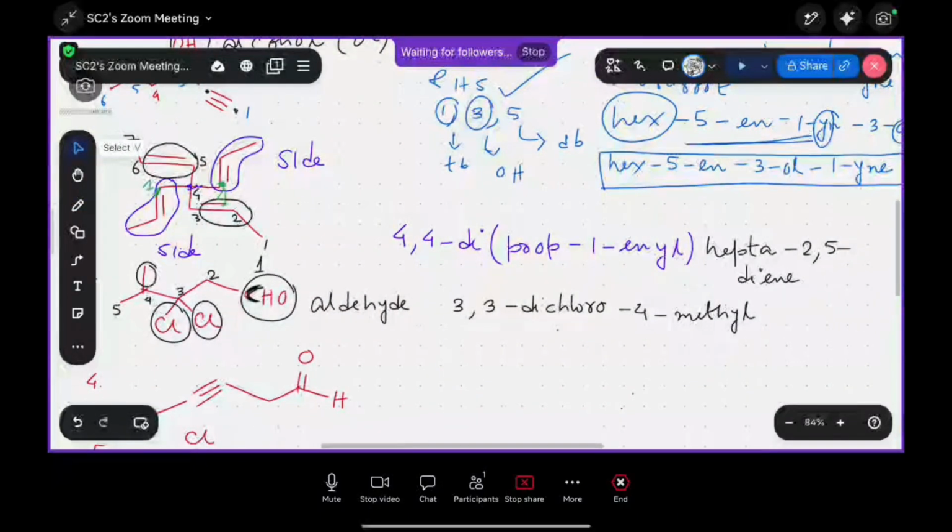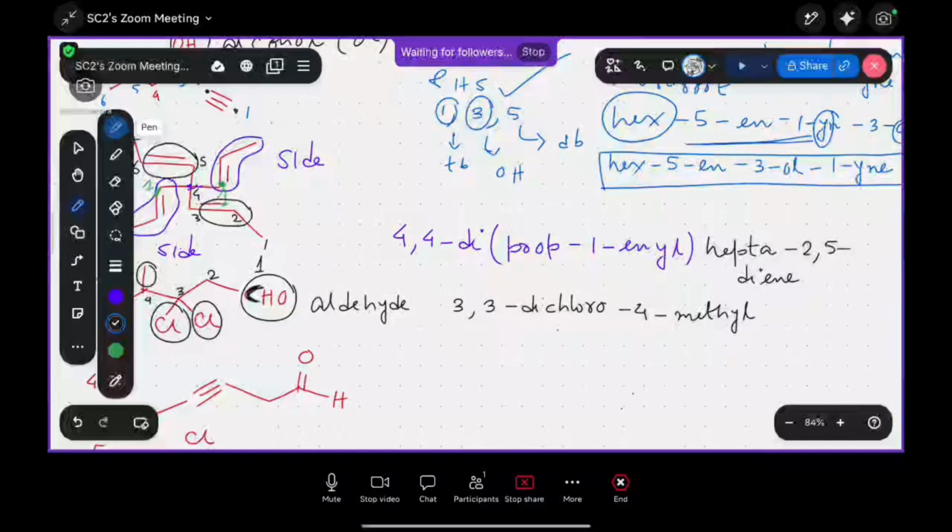After the side chain, we go for the cyclic. Cyclic is not there. So the word root, it is having 5 carbon atoms. So it is pent. Here no double bond or triple bond is present, so no need to think about ene or yne. So it is pentane. And then at the 1 position we are having aldehyde. For aldehyde, we use the suffix al. So it is pentane 1-al.